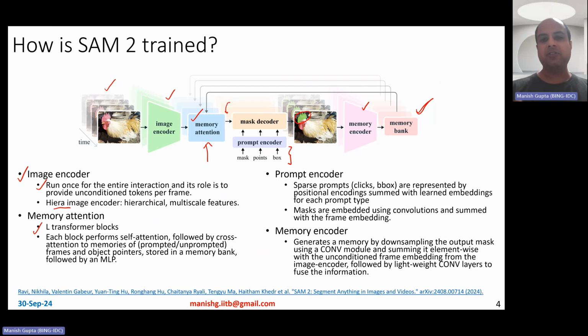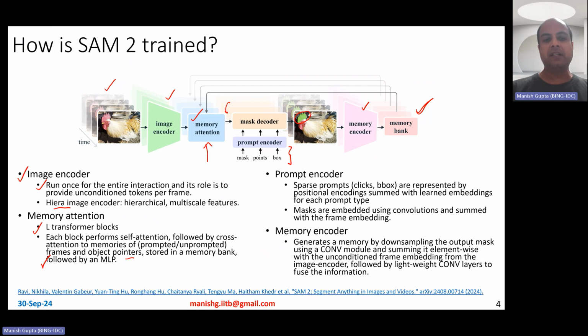Okay, and it also uses some. It also computes this cross-attention using object pointers, which are also stored in the memory bank. So the memory bank basically stores three things: object pointers, and prompted and unprompted frames. We'll talk more about the memory bank on the next slide, but the idea is that this memory is basically used for cross-attention with the image embeddings themselves. Okay, followed by an MLP, of course.